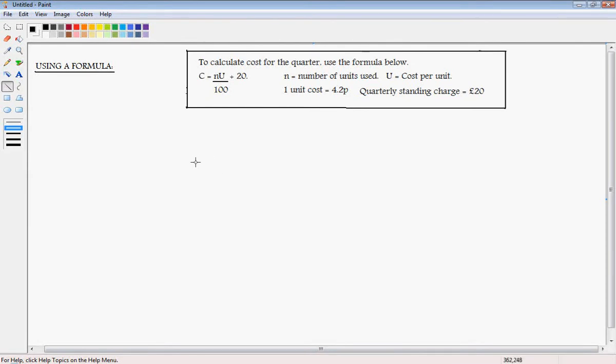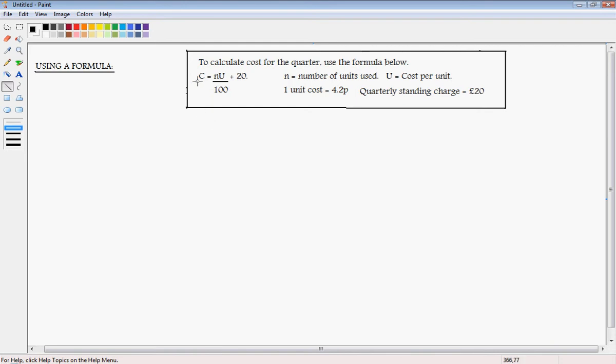Using a formula. Okay, now a lot of people are terrified of this because it looks very complicated and it looks like higher maths. Now believe me, it really isn't. It's just a question of knowing what to put where.